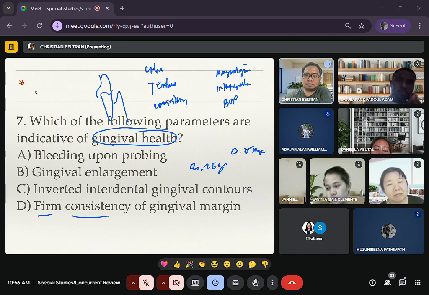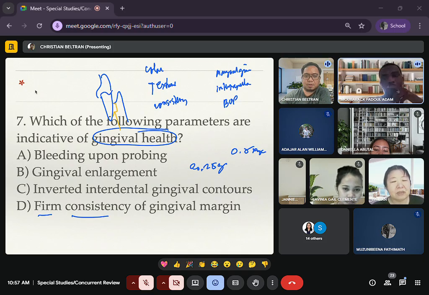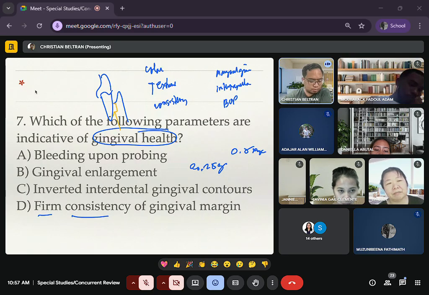What part? What do you call this area here? Junctional epithelium, biologic width. You're violating the biologic width. Okay? You need to preserve the biologic width.